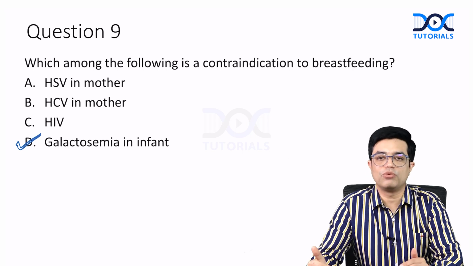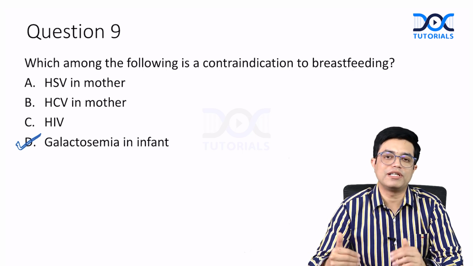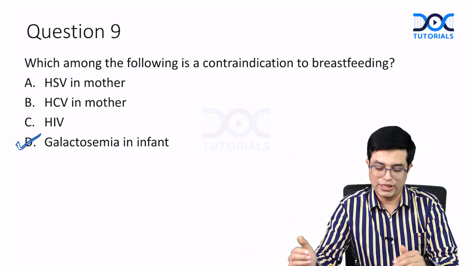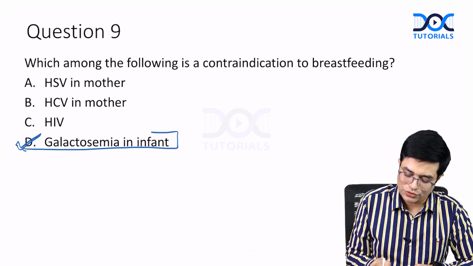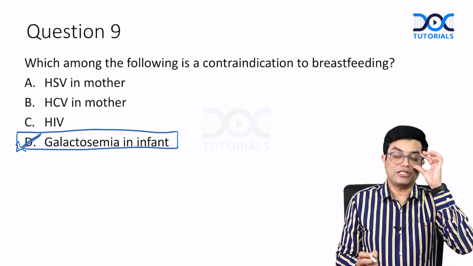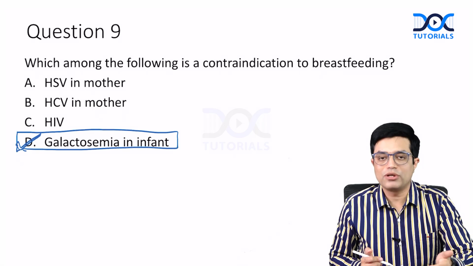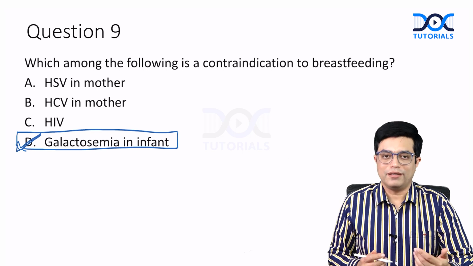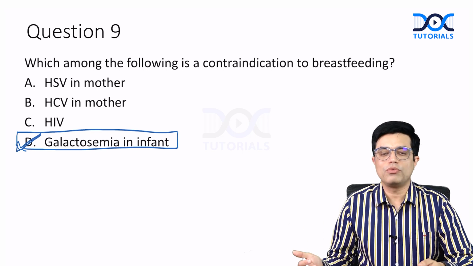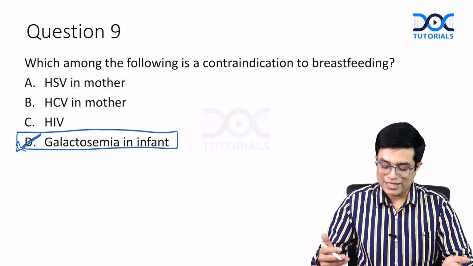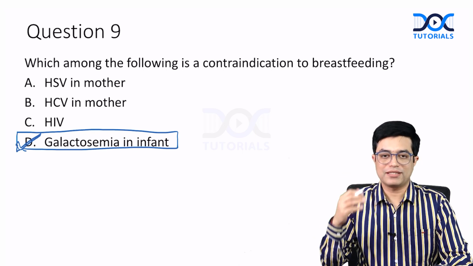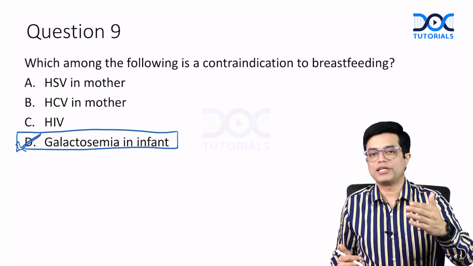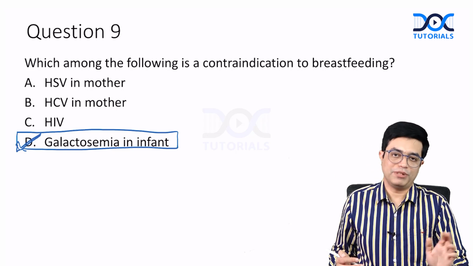So these children require specific management. They require specific dietary substitutes. That is why the absolute contraindication to breastfeeding is always galactosemia in infancy. HIV in the mother is a relative contraindication, but according to the latest NACO 2021 guidelines, breastfeeding should be continued in HIV positive females in an Indian setting while you are giving prophylaxis to the baby, right?